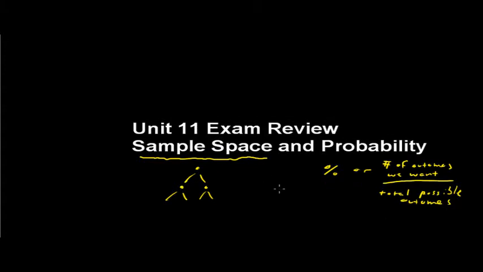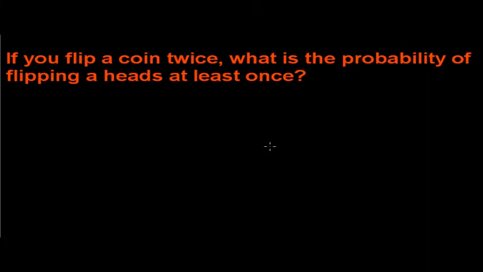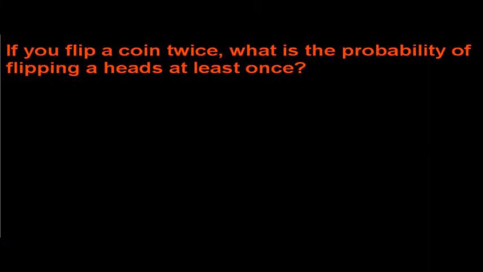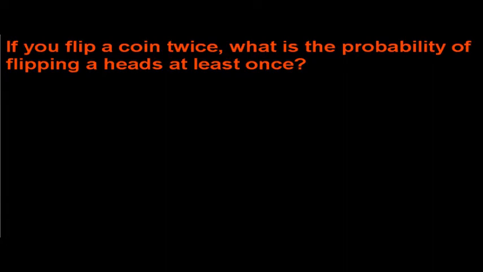So to demonstrate these two things, I'm going to work a problem for you. Alright, if you flip a coin twice, what is the probability of flipping a heads at least once? Okay, so right off the bat, almost every student, without having to think too much about it, the common sense answer would be, okay, well, 1/2 to get heads, right? Wrong. It's not the right answer. I'm going to show you why.